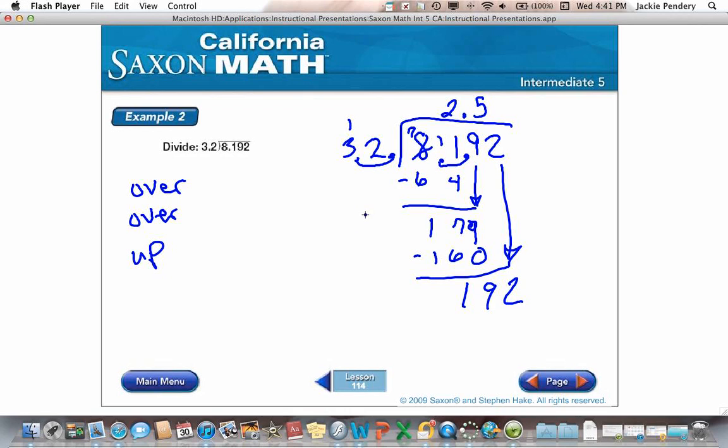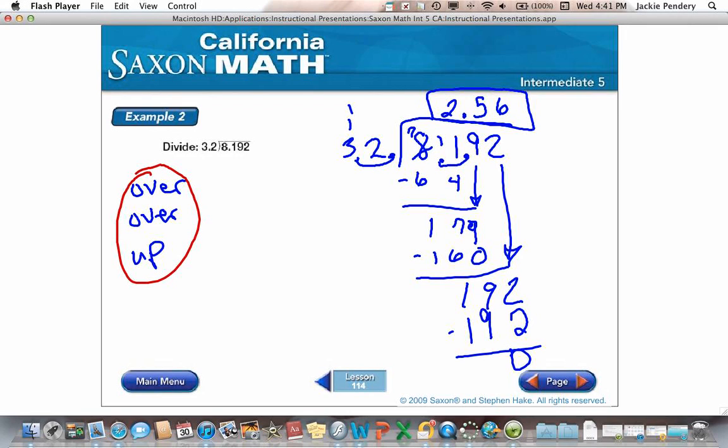Okay, 32 goes into 192, I'm not sure, but 3 goes into 19 6 times, so let's try that. 6 times 2 is 12. Carry the 1. 6 times 3 is 18, and 1 is 19. So my answer is 2.56. Okay, that's it. As long as you can remember to do over, up, that will work.